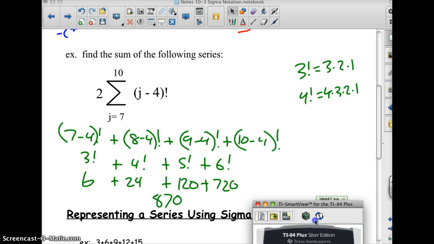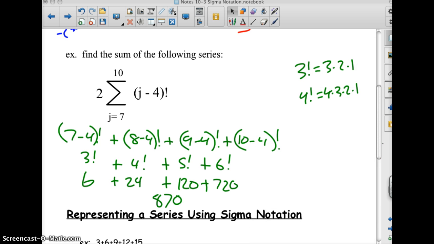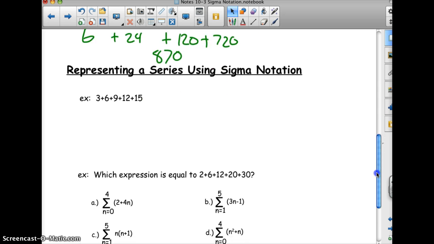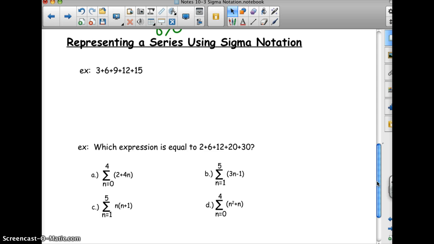Okay, so that's how you can take something that's in sigma notation and evaluate it. A little bit harder is representing a series using sigma notation. Basically, you have to figure out how you can use sigma notation and get the series that is given to you. All right, so 3 plus 6 plus 9 plus 12 plus 15.